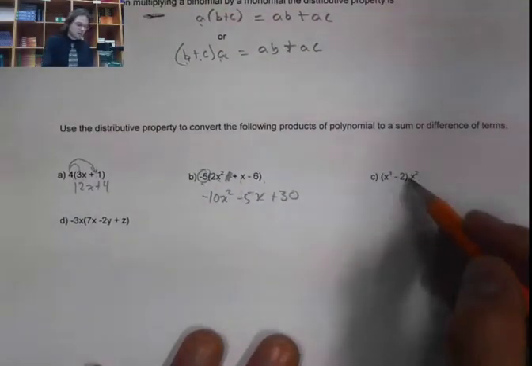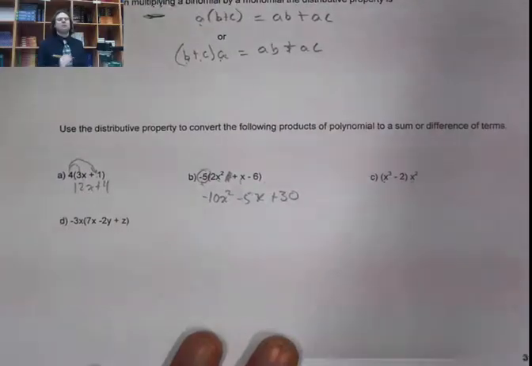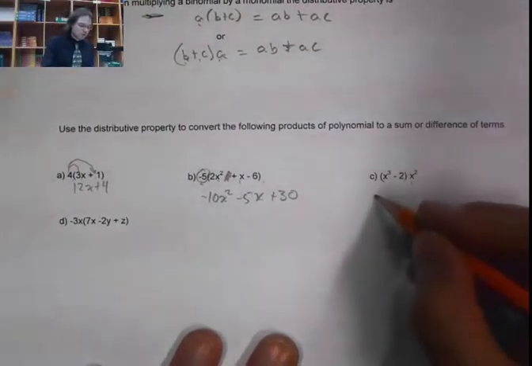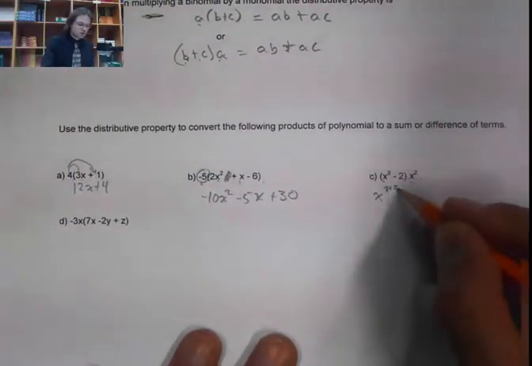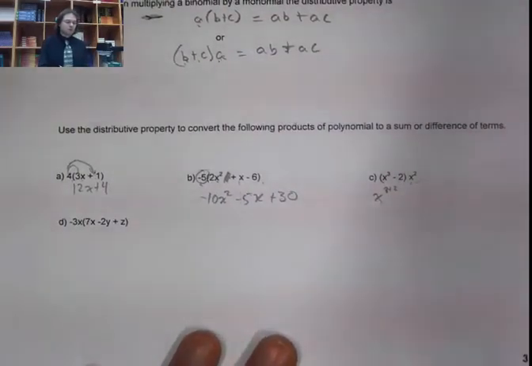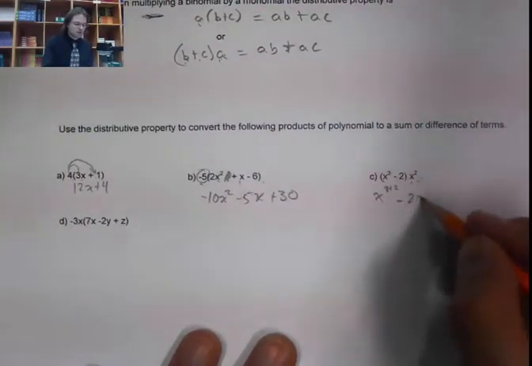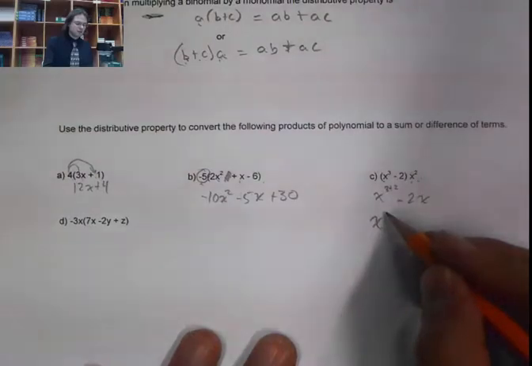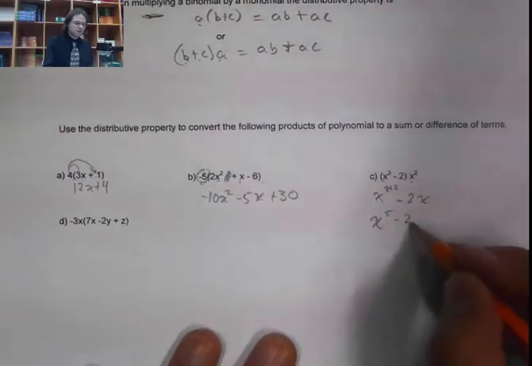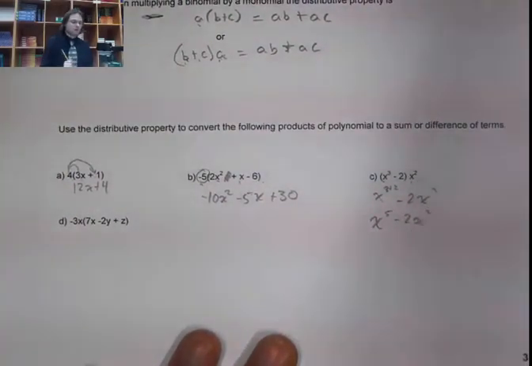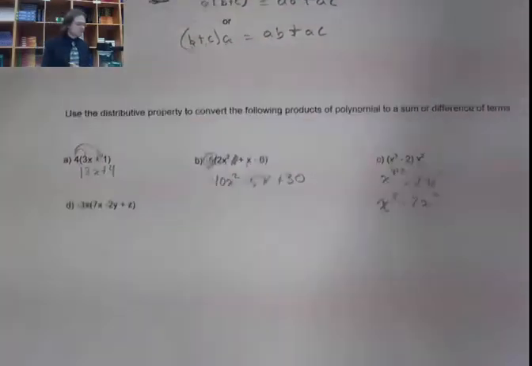Now this one here, I have to go x cubed multiplied by x squared, which will give me x to the 3 plus 2. Then I have negative 2 multiplied by x squared, which gives me negative 2x squared. I simplify this, I'm going to get x to the power of 5 minus 2x squared. That was squared there. Got that?